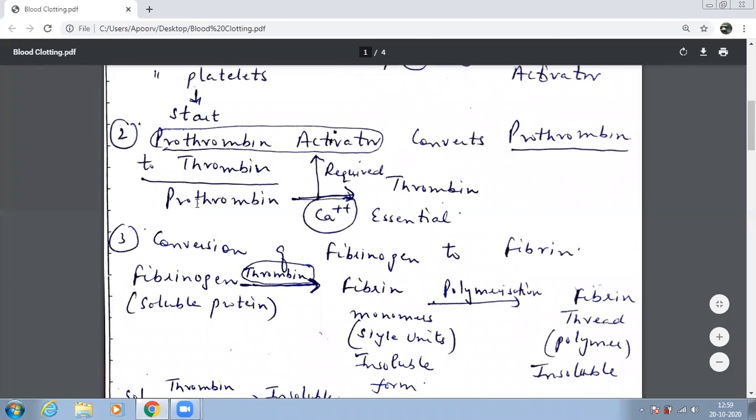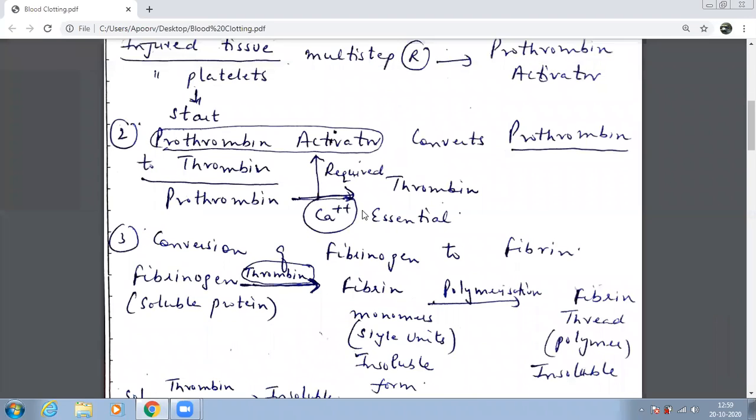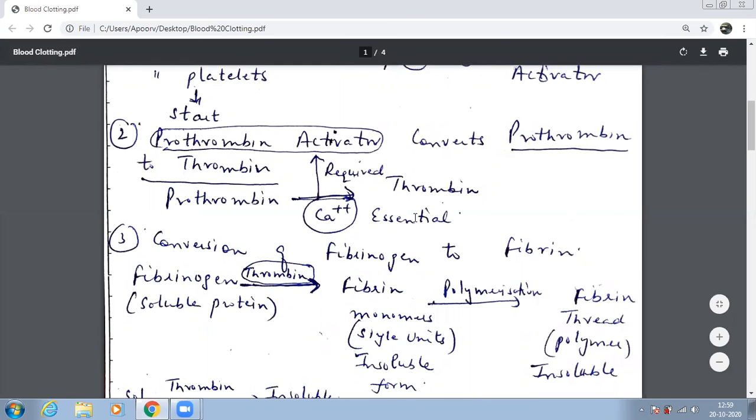Prothrombin activator will convert prothrombin to thrombin, and what is essential over here is calcium ions. Which factor are calcium ions? Factor 4. And of course, you need this prothrombin activator, which you will get from the first step. So see how cascade is going on.